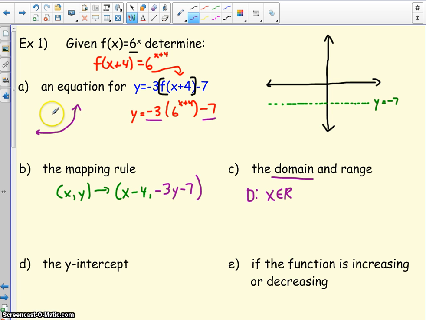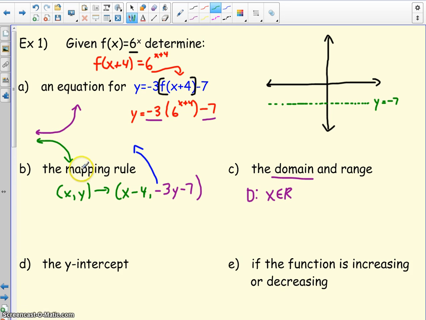Okay, if I look at my mapping rule, I have no reflections for the x values. I do have a reflection in the y values. So that reflection here, it's a reflection in the x-axis. So if you want to picture this being reflected down here, now it's going to have a general shape looking like this. Okay, so it's a reflection across the x-axis. We'll have this general shape.